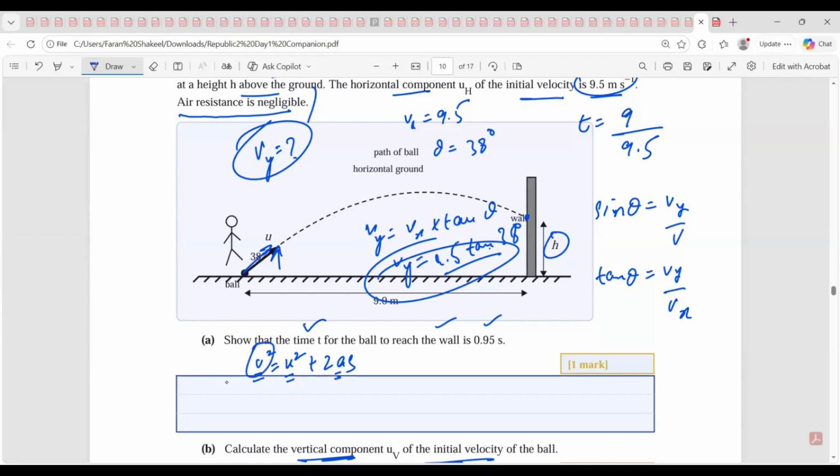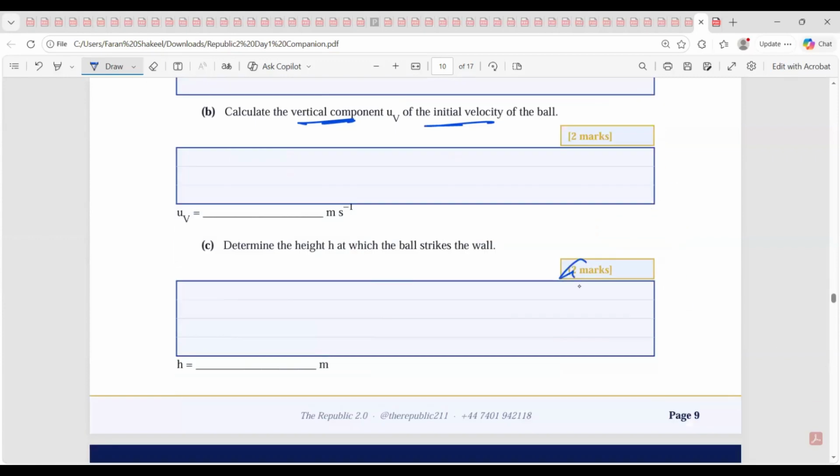Got it? How many marks is the question? Well, it must be a 2 marker, I guess. Okay.